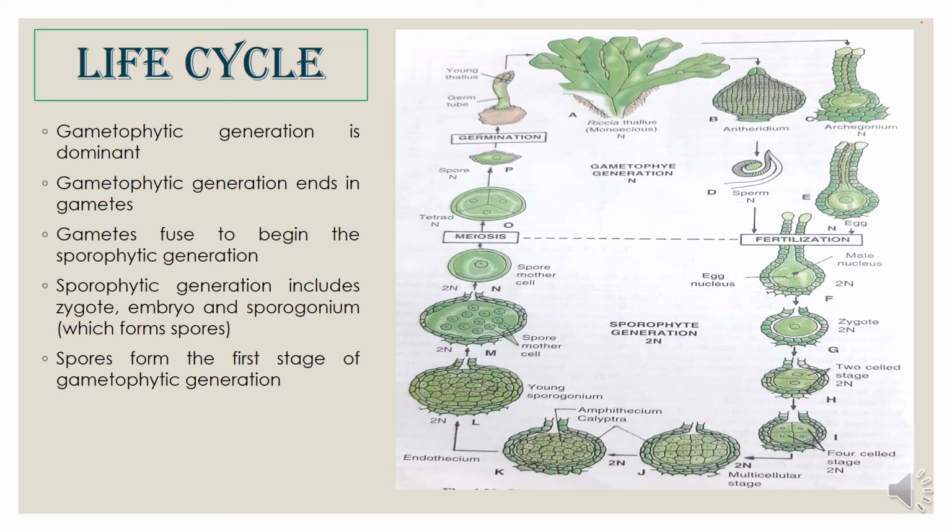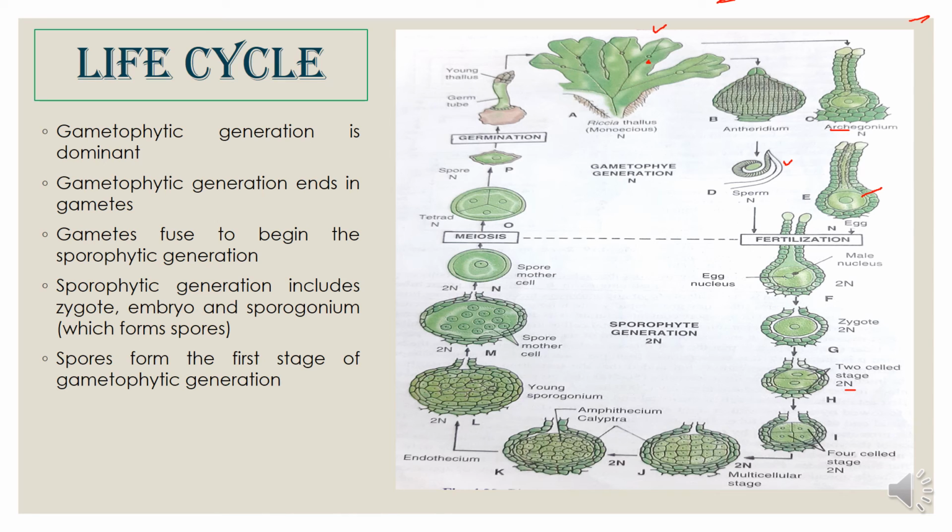This is the mature gametophyte, and the gametophyte bears the sex organs. Here we see, on the dorsal surface along the mid groove, this is the male reproductive organ, and this one is the female reproductive organ. Once they mature, the gametes are produced. Here we see the egg cell and this is the sperm.